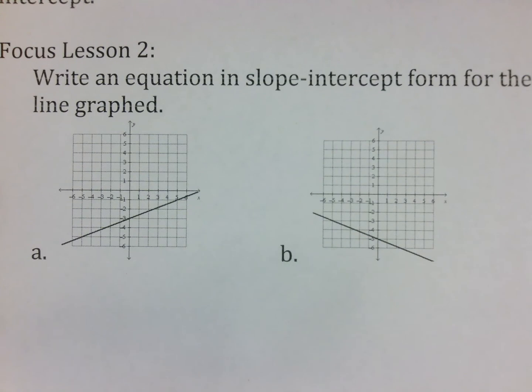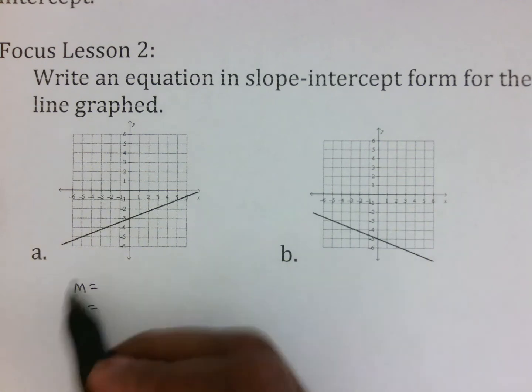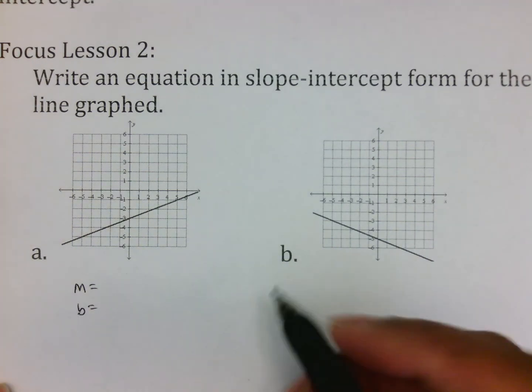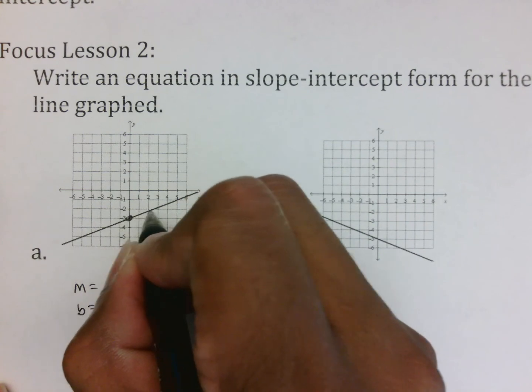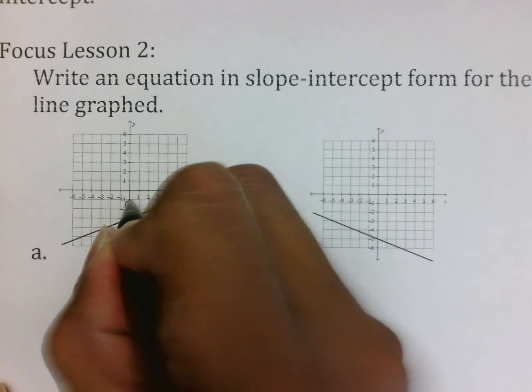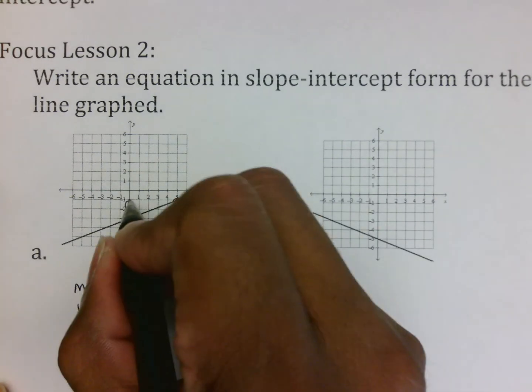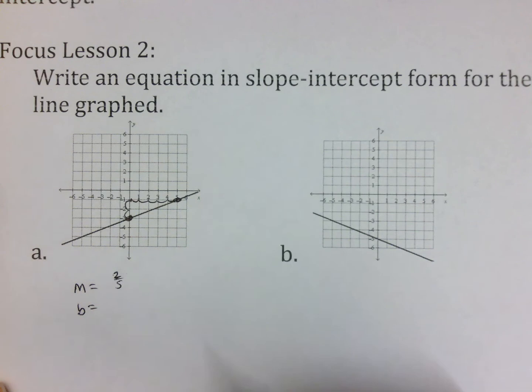It wants us to write an equation for the line in slope-intercept form, and all you have to do on each one is identify what m and b is. We are investigating to find m and b. First off, remember to find m, which is the slope, we must find 2 good points. Those are my 2 good points. The rise is 2. The run is 1, 2, 3, 4, 5. So my m is 2/5.